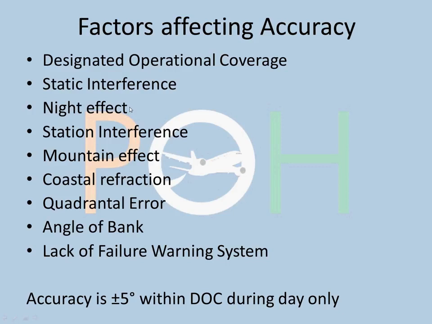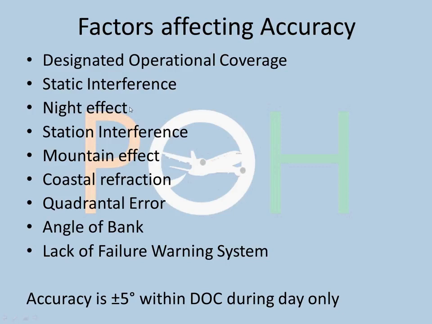Mountain effect is something to do with reflections and diffractions due to terrain. This is very common in the valleys if you're flying low, and of course can be avoided if you fly high up above the mountainous area. So basically in the valley, ADF accuracy is degraded largely.